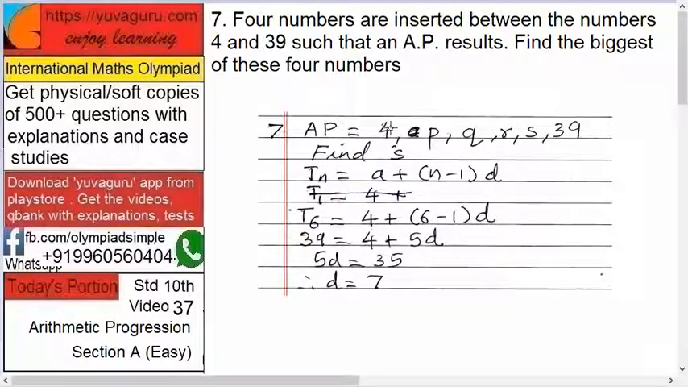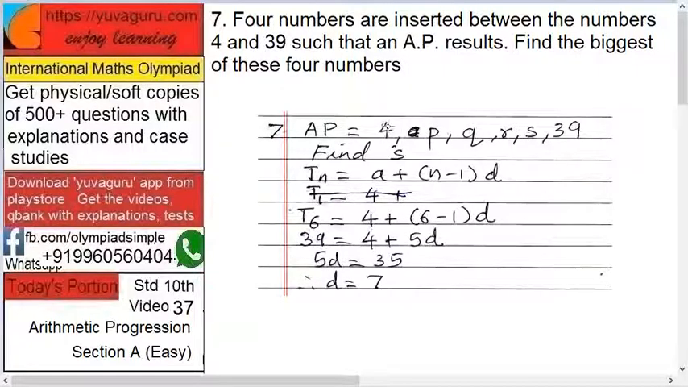Now they form an AP means what? The difference between the first and the second, second and the third, third and the fourth will be the same up to the last term. Okay. So what we have to find out? Find the fourth number. Means 1, 2, 3 and 4. S we have to find out. So let the four numbers be P, Q, R and S.